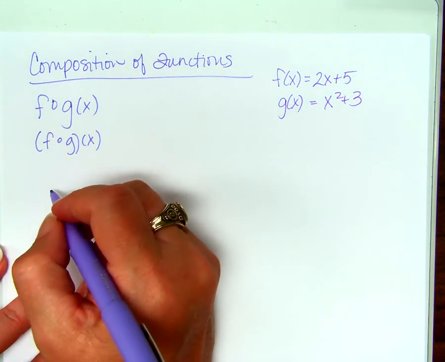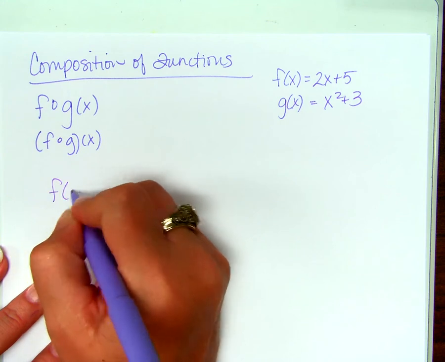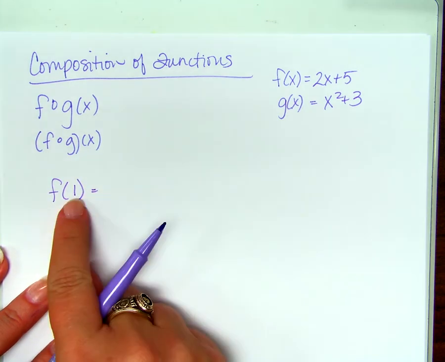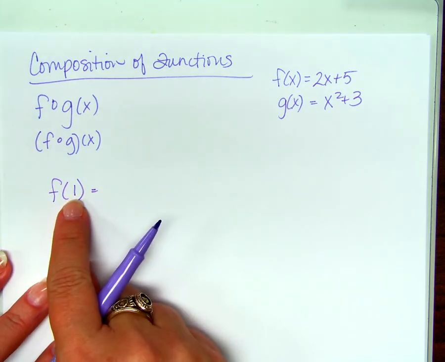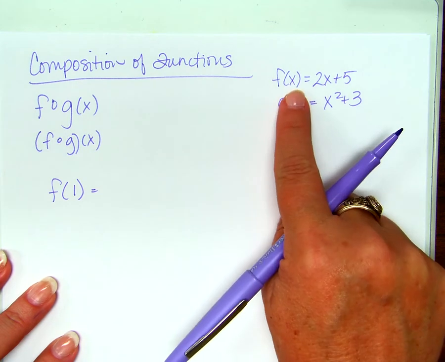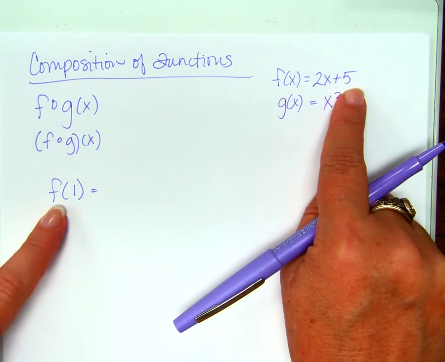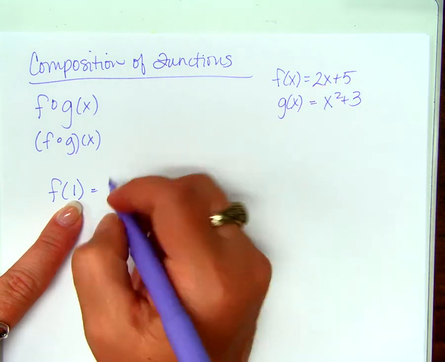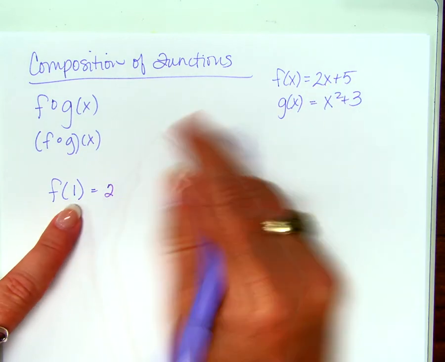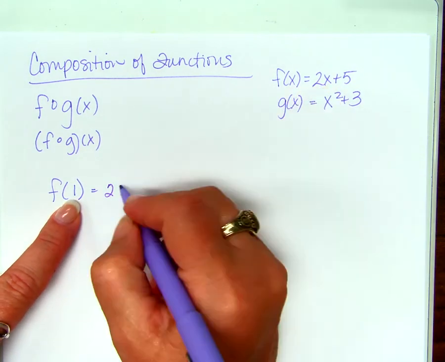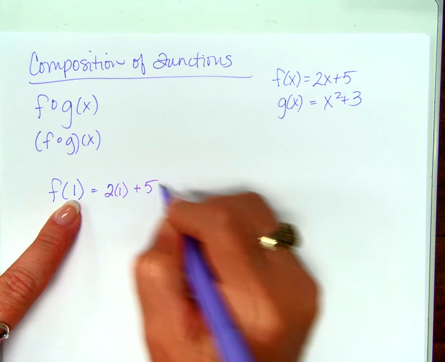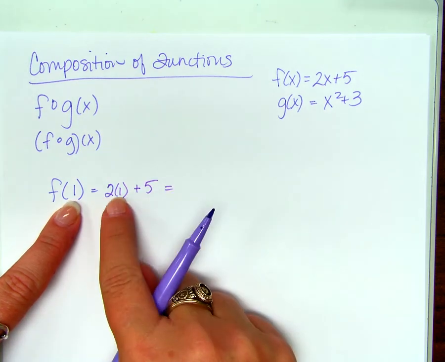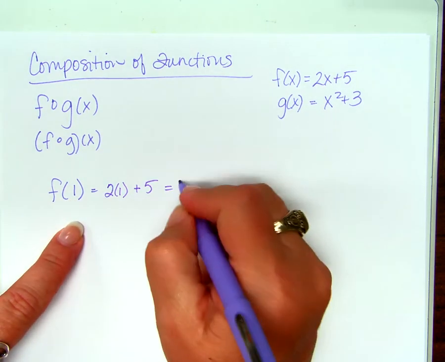Backing up just a little bit, what if I said f of 1? What would I do with that 1? If I know f of x equals 2x plus 5 and I want to find out f of 1, what do I do with that 1? Plug it in for x, right? So I start writing f, and then wherever x is, I write a 1. So I get basically 2 times 1, which is 2, plus 5, which is 7.